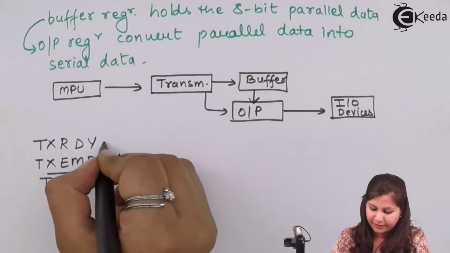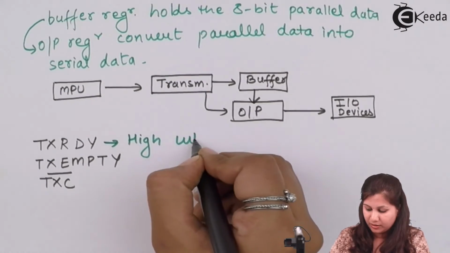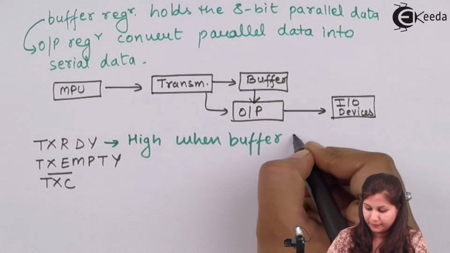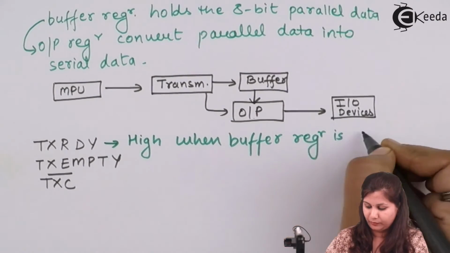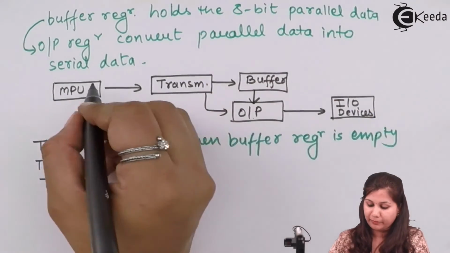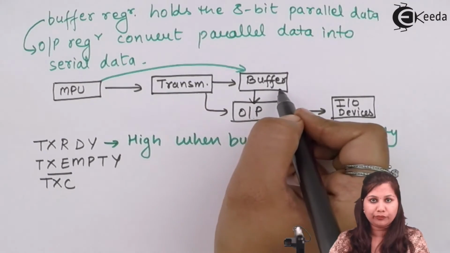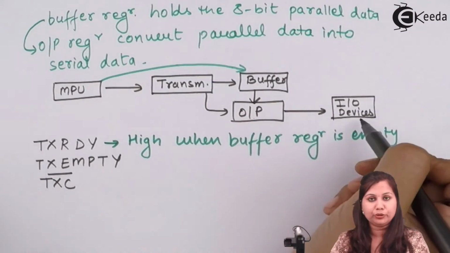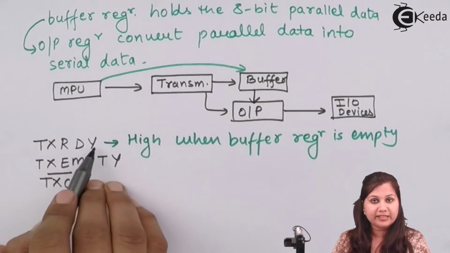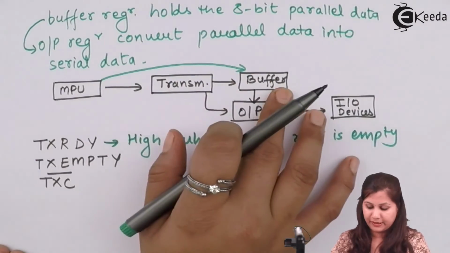The TX ready signal goes high when the buffer register is empty. When the buffer register is empty, it means the microprocessor can send more data to the 8251 so that it can be transmitted to the input output devices. So it is telling us that the transmitter is ready and can receive data from the microprocessor.